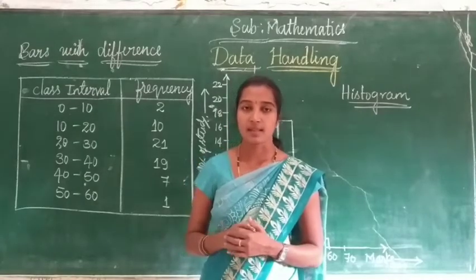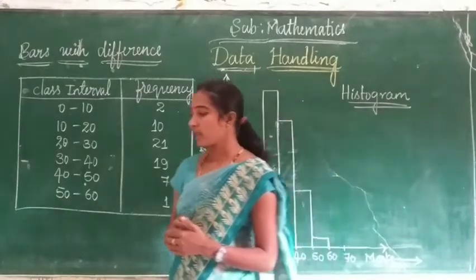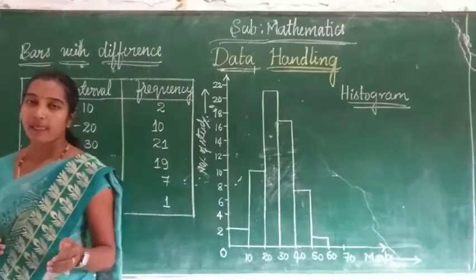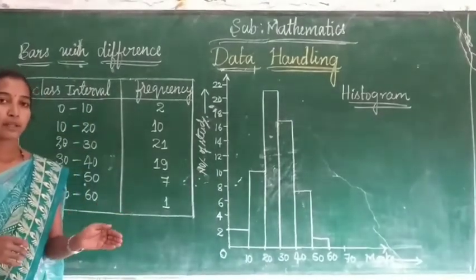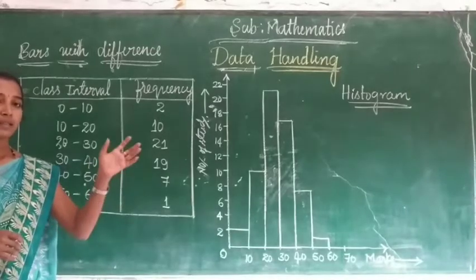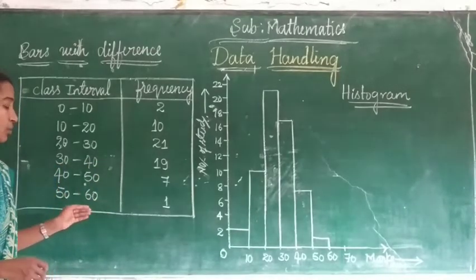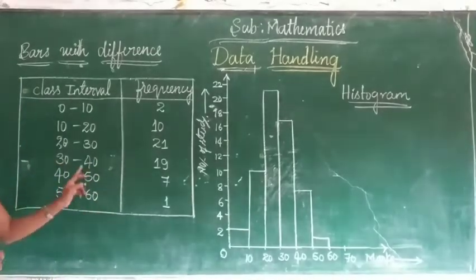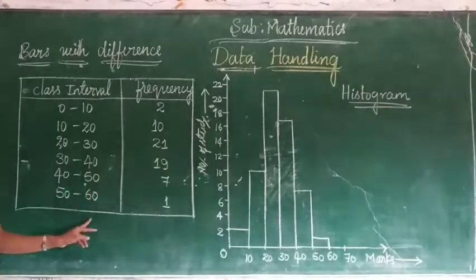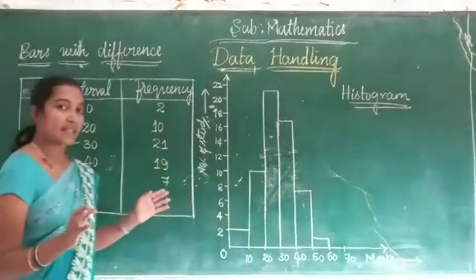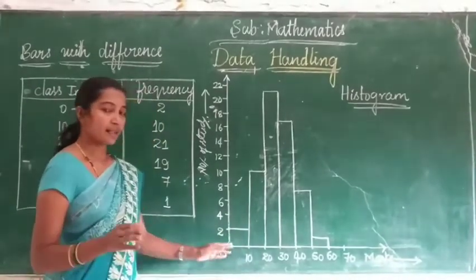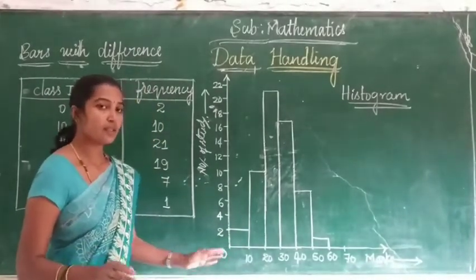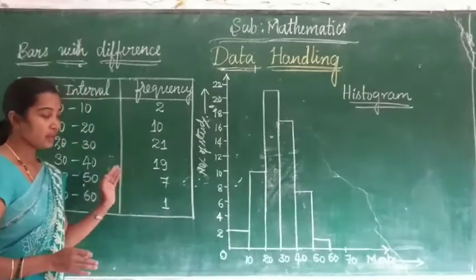Now let us take the example table from your textbook. The example table is 3.2. After organizing the raw data, we get a frequency distribution table like this. For this frequency distribution table, draw the graph. Yes, see now, this is a graphical representation of this distribution table.